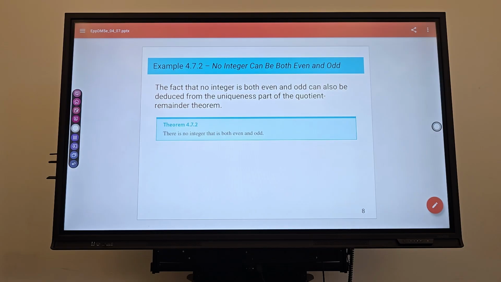The fact that no integer is both even and odd can also be deduced from the uniqueness part of the quotient remainder theorem. There is no integer that is both even and odd. Theorem 471-2. No integer can be both even and odd.